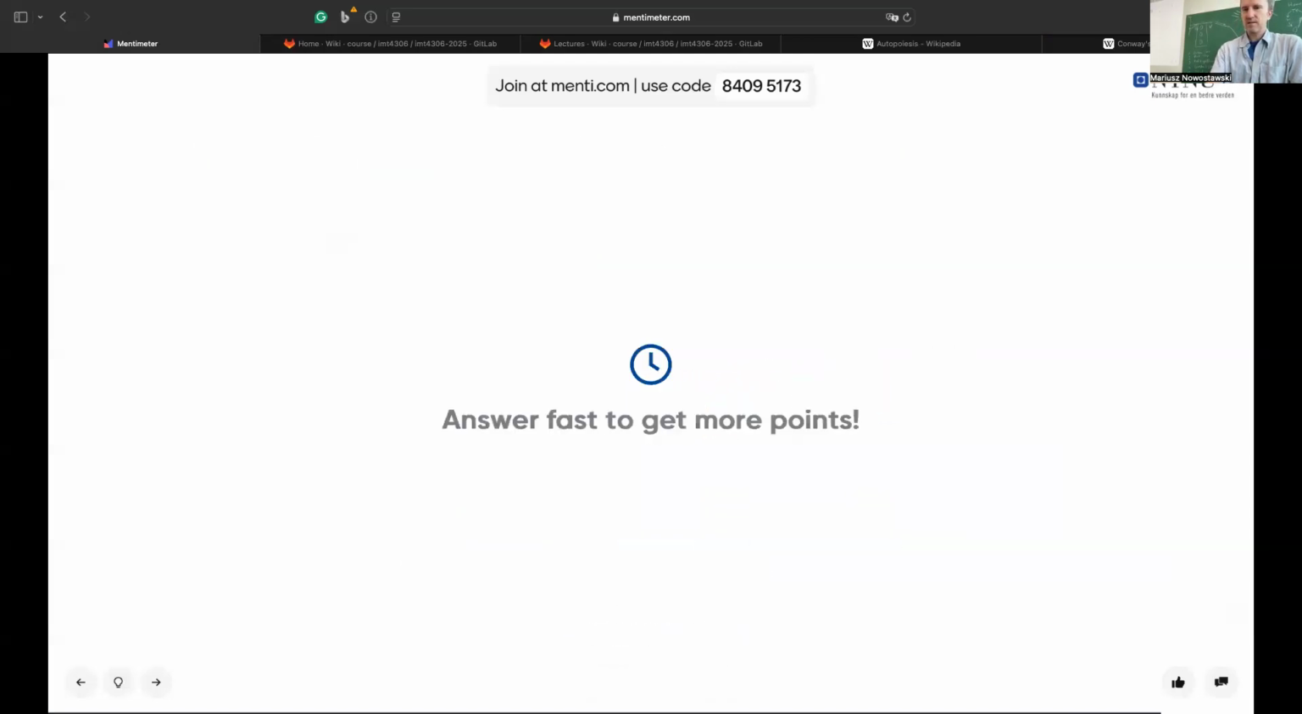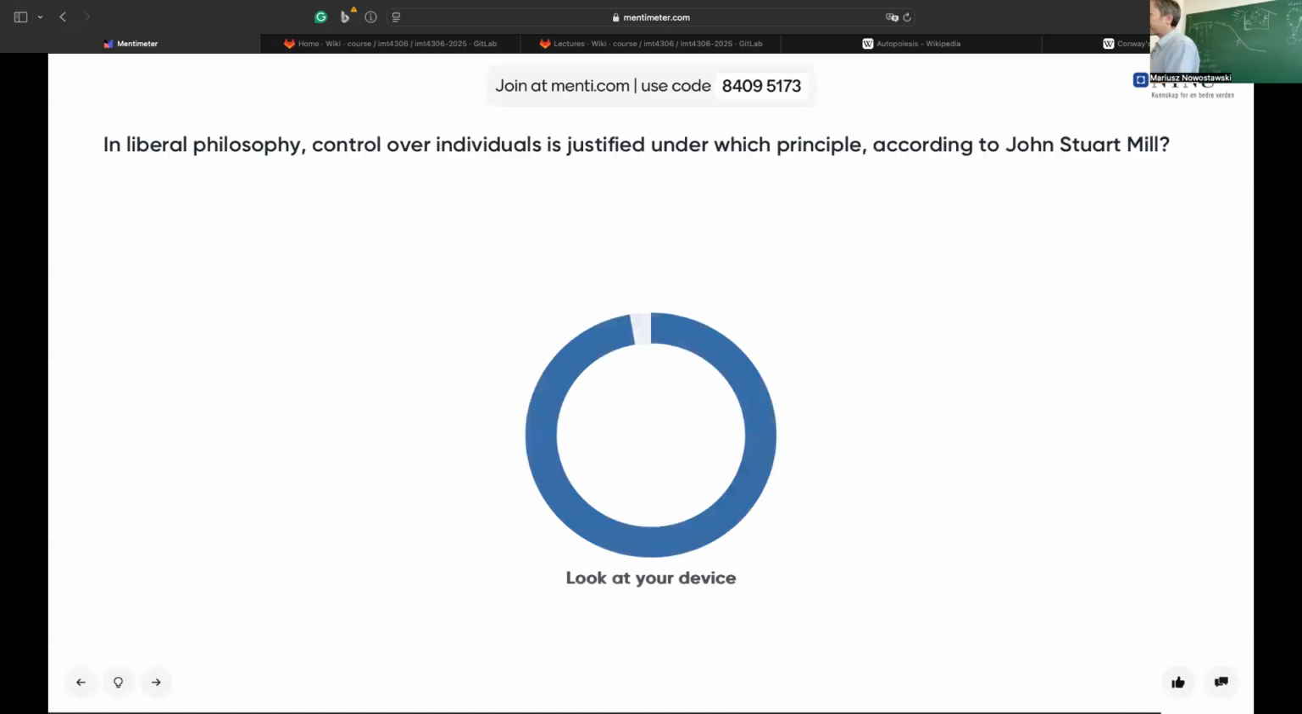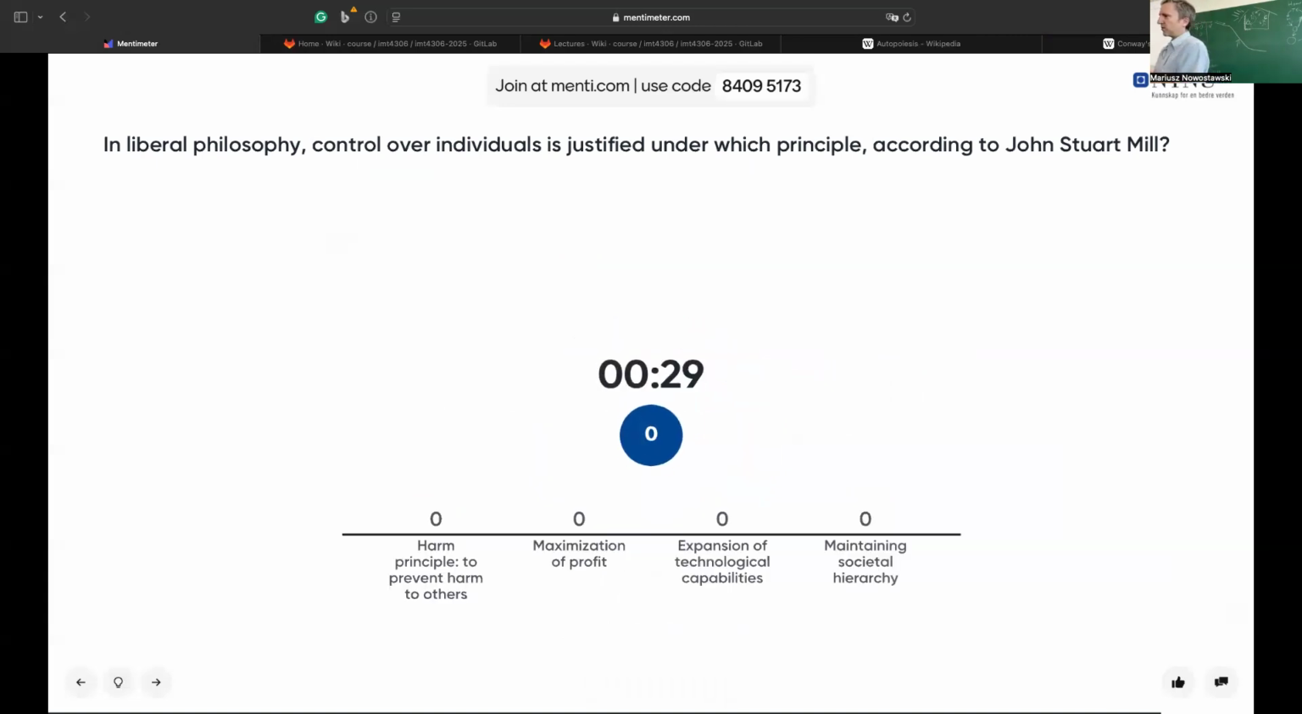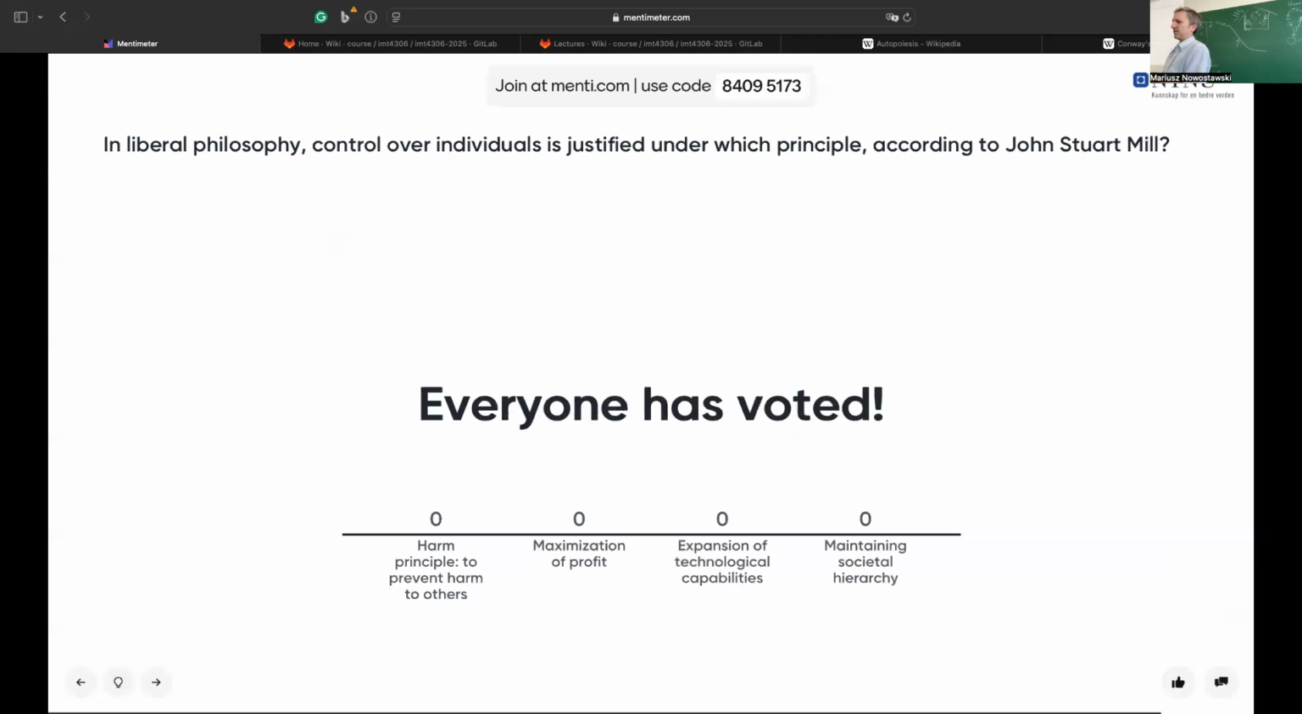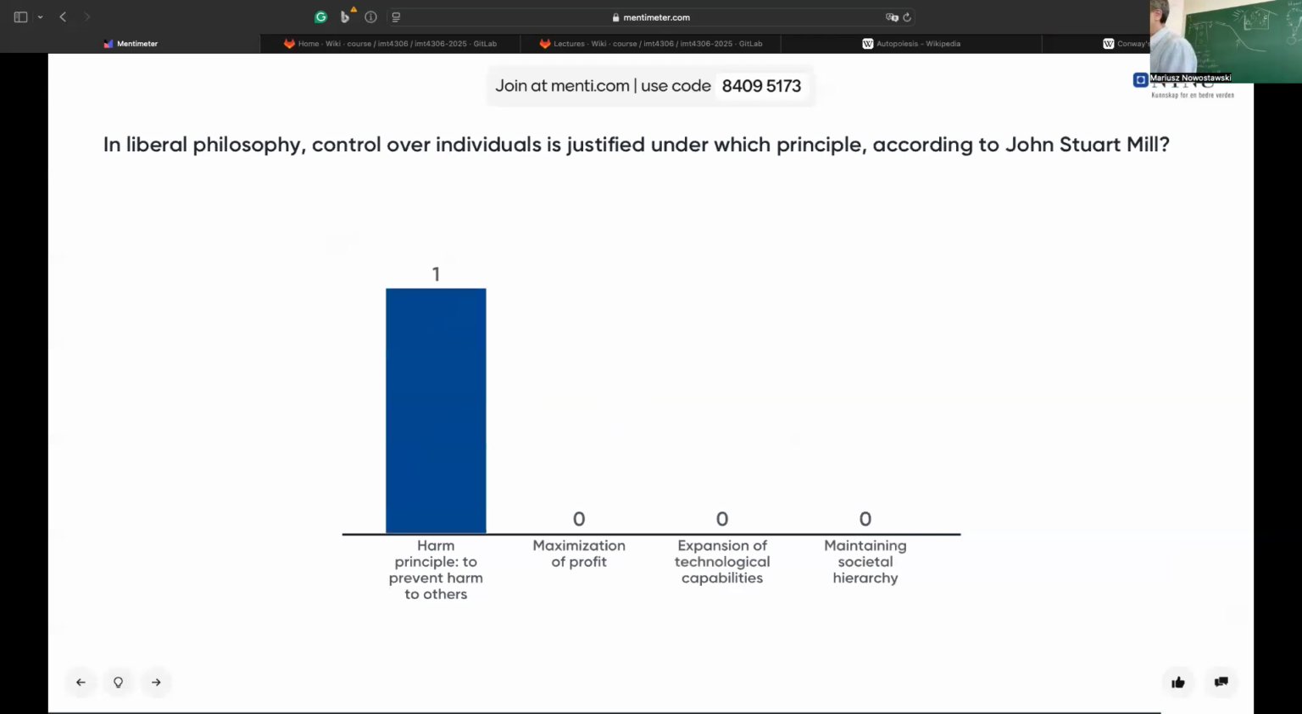All right. So then we have 2 more. In liberal philosophy, control over individuals is justified under which principle, according to Stuart Mill? Yeah, okay, that one is easy. Yes, there is one obvious answer.